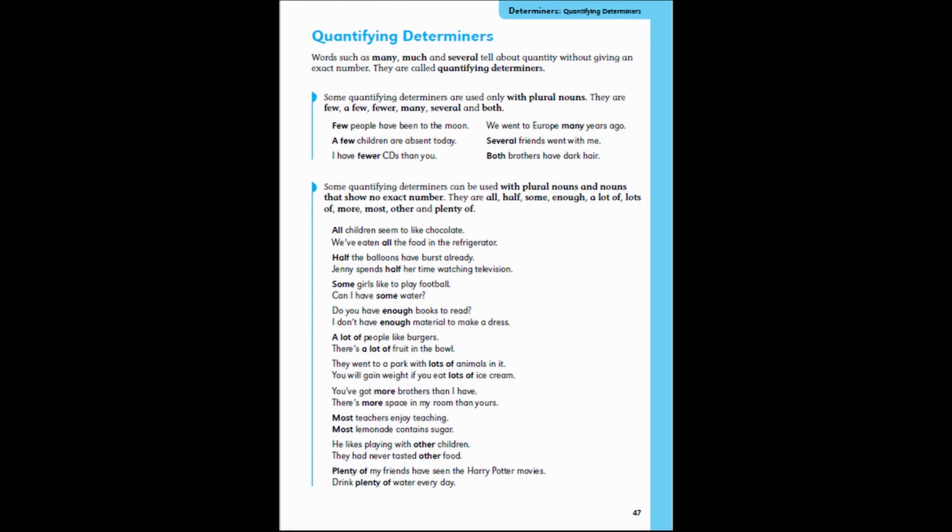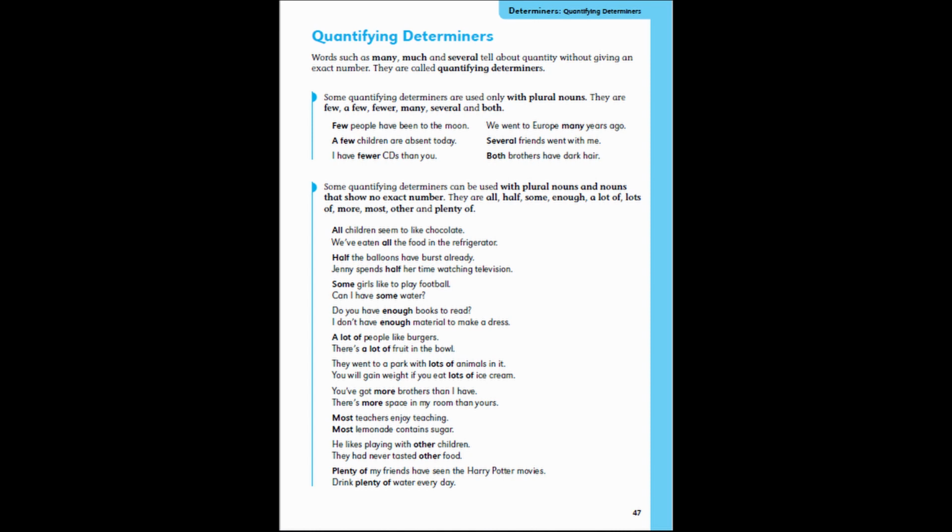Moving on. So now we'll be taking a look at quantifying determiners. So words such as many, much, and several tell about the quantity without giving an exact number. They are called quantifying determiners. So many, much, and several basically aren't giving you a clear idea of how many of something there are, right? There are no numbers given to you here. There's just a general idea of if something is a lot or if something is very little. That's why it's called quantifying determiners.